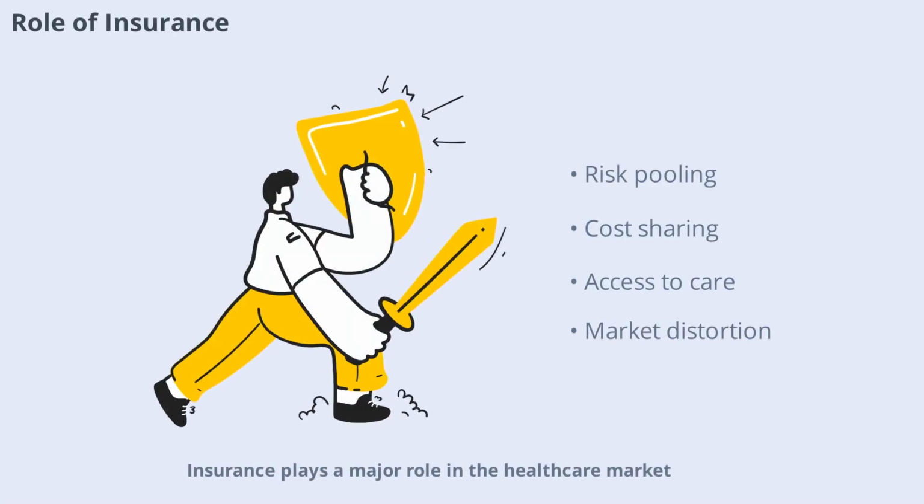Insurance plays a major role in the healthcare market by pooling risk and spreading costs among many people. This allows individuals to access expensive treatments they might not otherwise afford. However, insurance can also distort the usual supply and demand relationship, since patients may not see the full cost of care. We'll look at how insurance affects both providers and patients and the challenges it introduces to the market.